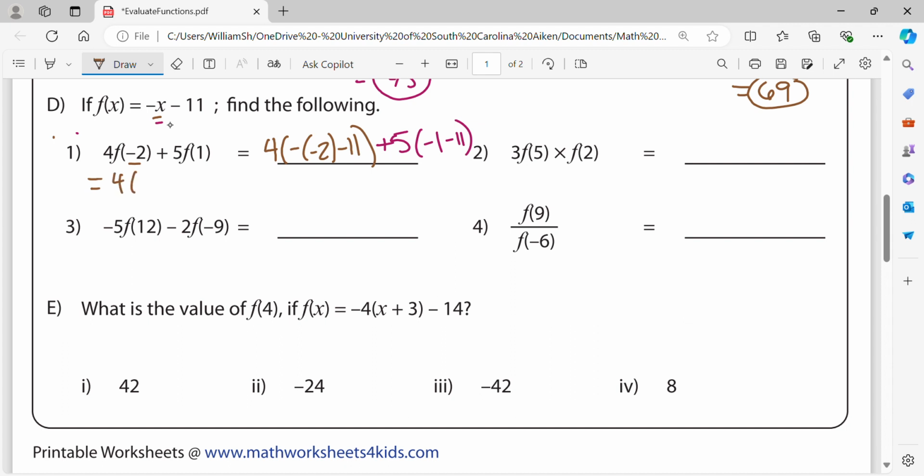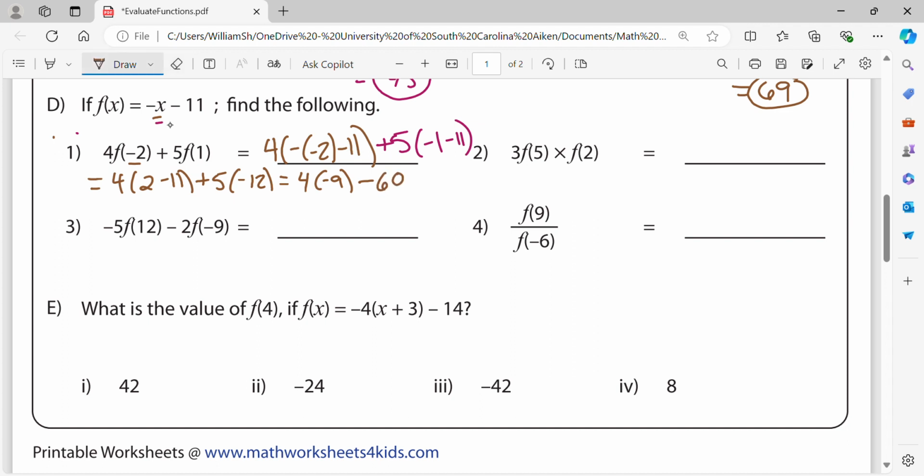So, negative 2 is a positive 2. So we're going to have positive 2 minus 11 plus 5. And negative 1 and negative 11 gives me a negative 12. Okay. 2 minus 11 is going to give me, that's what, negative 9. So 4 times negative 9. Plus, or is it minus? 5 times negative 12 is actually negative 60. So, instead of using a plus here, let's use a minus.